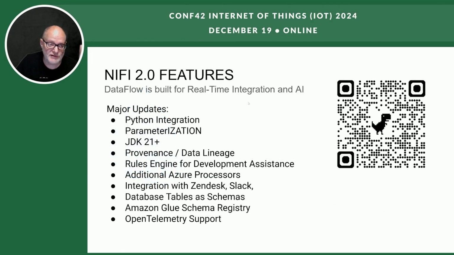NiFi 2 had some really important things for AI, being able to run Python processors, easily parameterize your data using some of the newer JDKs, which are faster, better performance, better threads. JDK 21 and beyond is a game changer. If you're like, oh, I don't know about Java, Java is back. This is awesome. Again, that lineage we mentioned, there's a rules engine there to help you with development, and some specialized features if you use the Datavolo version. Everything to connect to Azure, integration with Slack and Zendesk, and a ton of things.